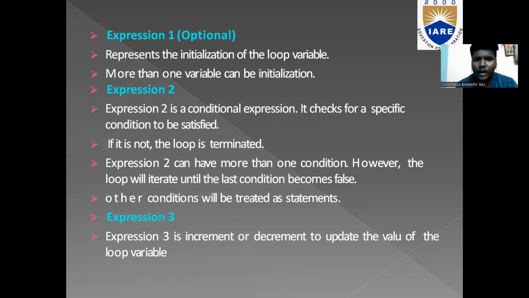In expression 2, we have to write the condition. It checks for a specific condition to be satisfied. If the condition is not satisfied, the loop will not be executed and the loop is terminated. Expression 2 can have more than one condition. However, the loop will iterate until the last condition becomes false. The other conditions will be treated as statements. Expression 2 is condition based, because if it is satisfied, then it will enter into the loop.